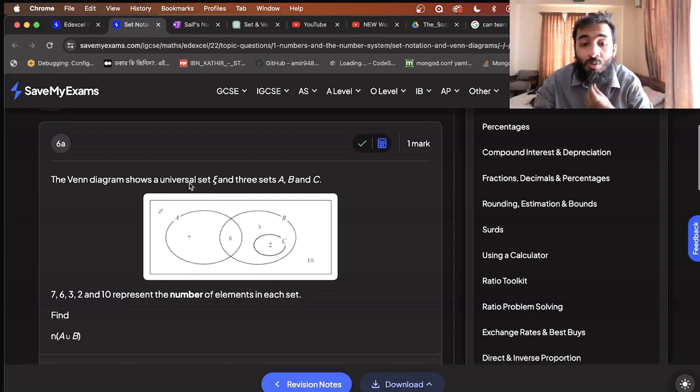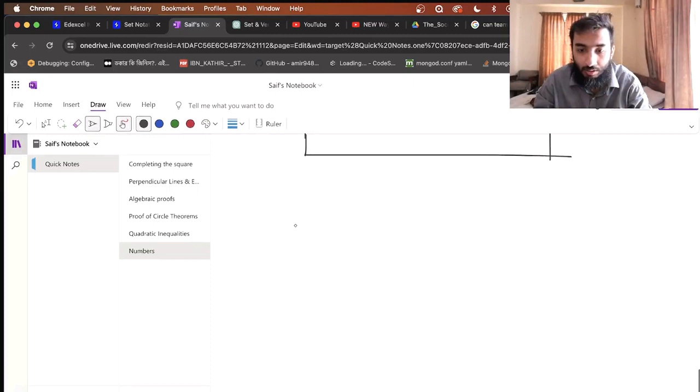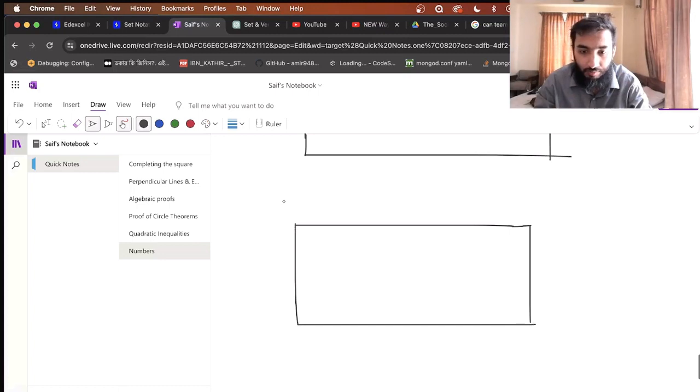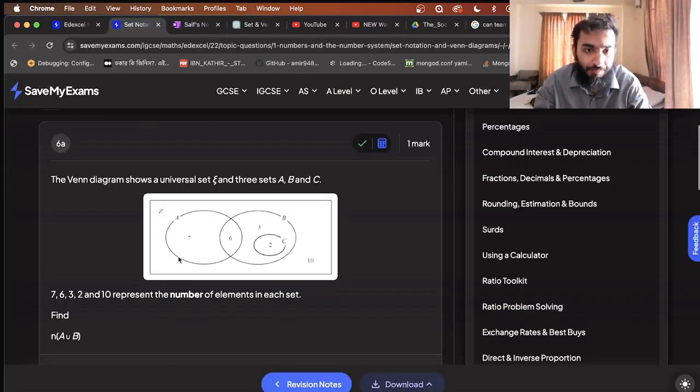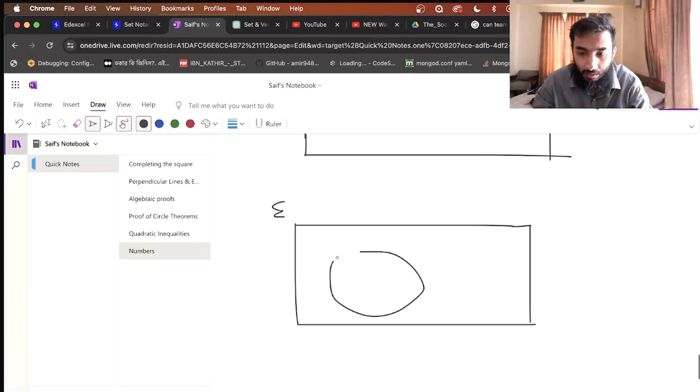If you go to problem 6, there is another problem here. This Venn diagram shows a universal set and 3 sets A, B and C. Let me briefly draw this Venn diagram. This is the universal set, represented by this symbol. Let's say this is A, this is B, and there is some overlapping between A and B, which is this one.